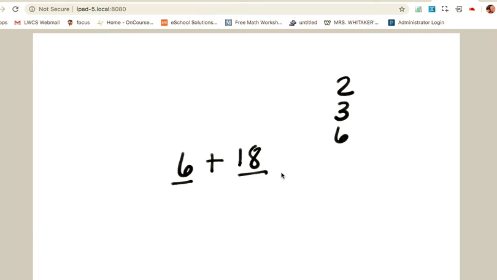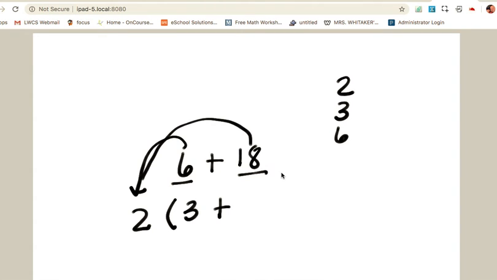So you could distribute out 2, and you say, okay, well, if I distribute out 2 from 6, what's left? Oops, excuse me. 3 is left. And think about it. If I did 2 times 3, that gives me this 6. And if I distribute 2 out of 18, what's left? 9 is. So again, 2 times 9 gives me 18. That's one way you could do it.